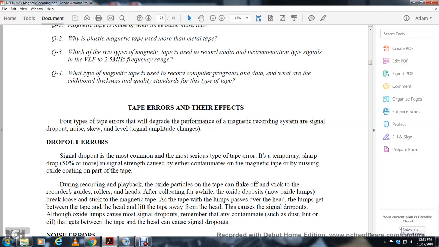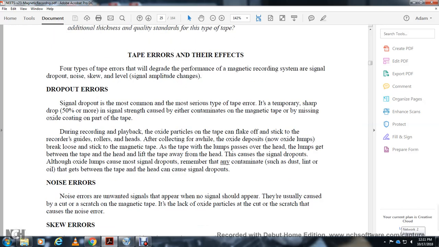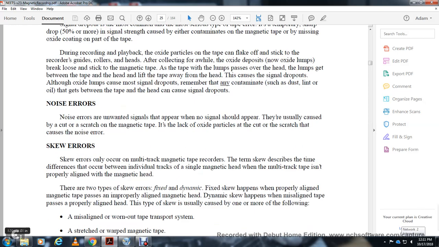Although oxide lumps cause signal dropout, remember that any contaminants, such as dust and lint, or gaps between the tape and the head can also cause signal dropout. Noise errors are unwanted signals that appear, and they are usually caused by cuts and scratches on the magnetic tape. The lack of oxide particles from the cuts and scratches causes the noise errors.